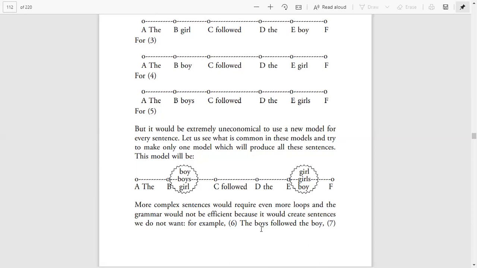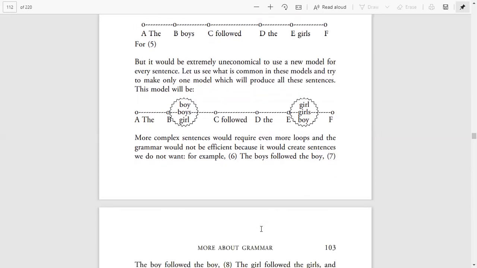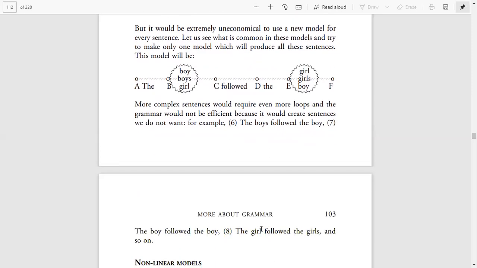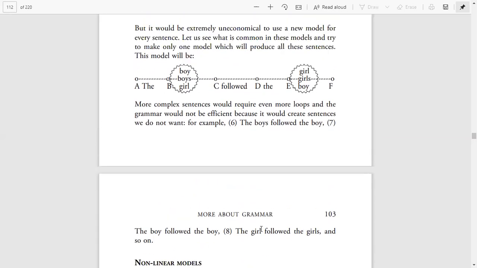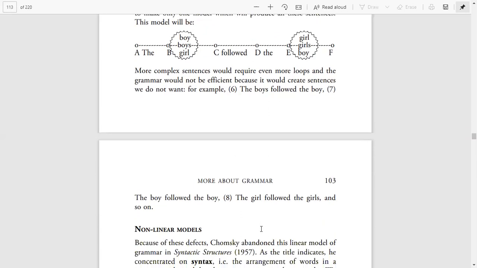For example, if we say the boys followed the boy, sentence number six, or the seventh, the boy followed the boy, here the sentences are becoming more complex, right? The girl follows the girl, etc. So the grammar cannot cope with all these sentences, right? So we have to devise some other models as well.